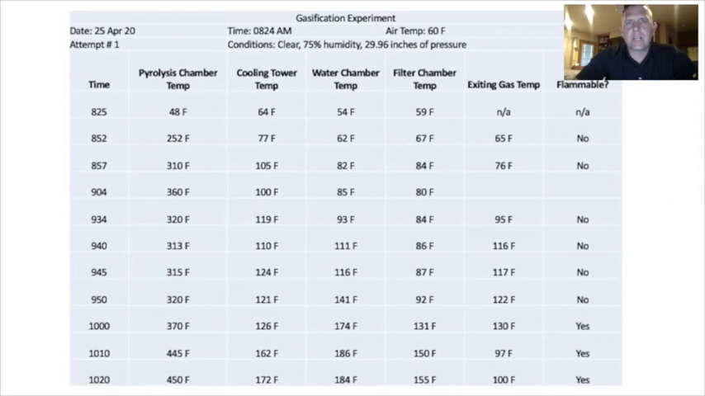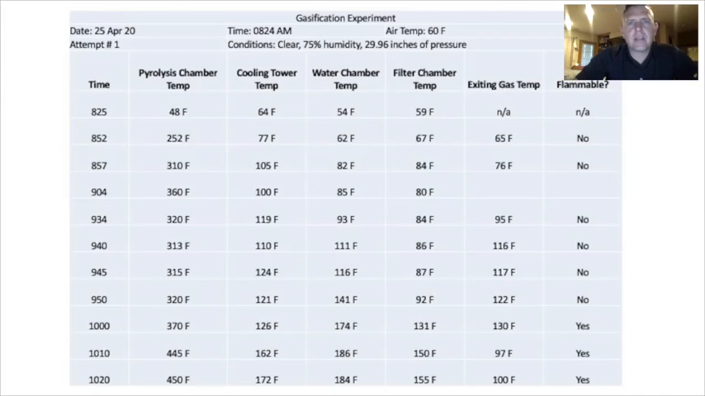After some final checks on the gasification system, I ignited the fuel in the combustion chamber and took temperature readings roughly every 5 or 10 minutes. At 8:52, the temperature had risen significantly on the top of the pyrolysis chamber and continued to do so for the rest of the test. In this test, it reached a maximum temperature of 450 degrees.